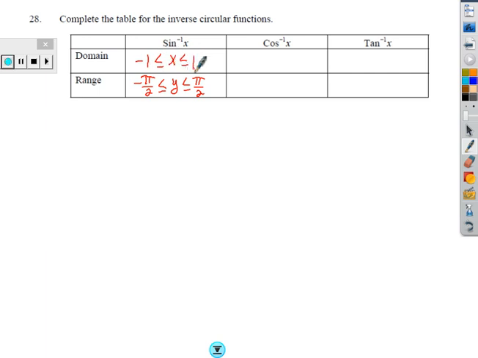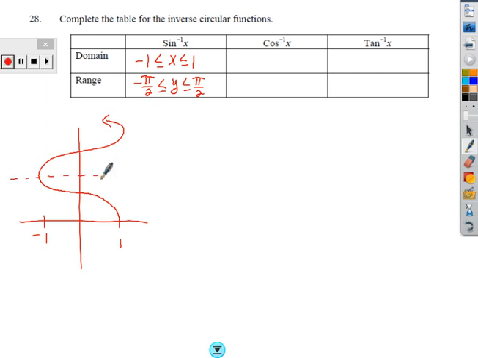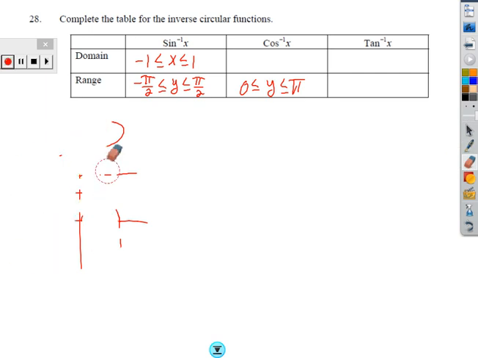Now, for cosine, it's almost exactly the same thing, except my cosine function actually starts out at 1 and starts decreasing down to -1 and so on. So now I have to restrict the range to go from 0, and cosine hits -1 at pi. So this time my range is going to go from 0 to pi. And of course my domain is going to be the same exact thing. So my cosine domain is -1 to 1.